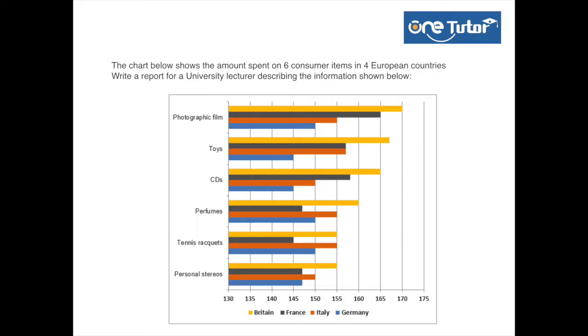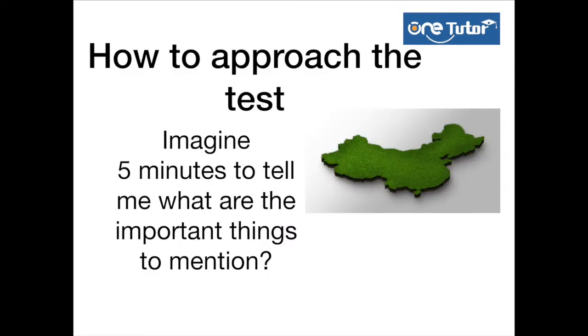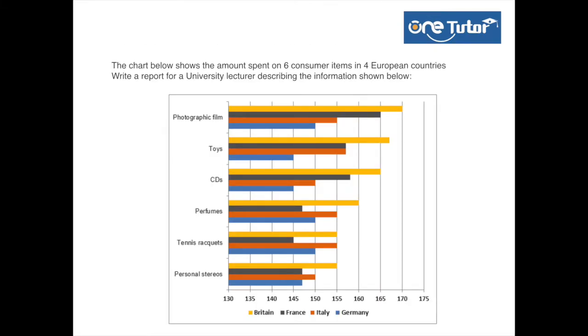So we want to find our main features, and generally there are two or three, and how we can approach that idea is by imagining that we have 5 minutes to tell someone, to tell me maybe, what the important things are in that picture. What are the important things to mention in that picture? Now these important things to mention will make up our overview, or the overview that you need to write in your essay. And writing a good overview is really very, very important. We'll talk about that later.